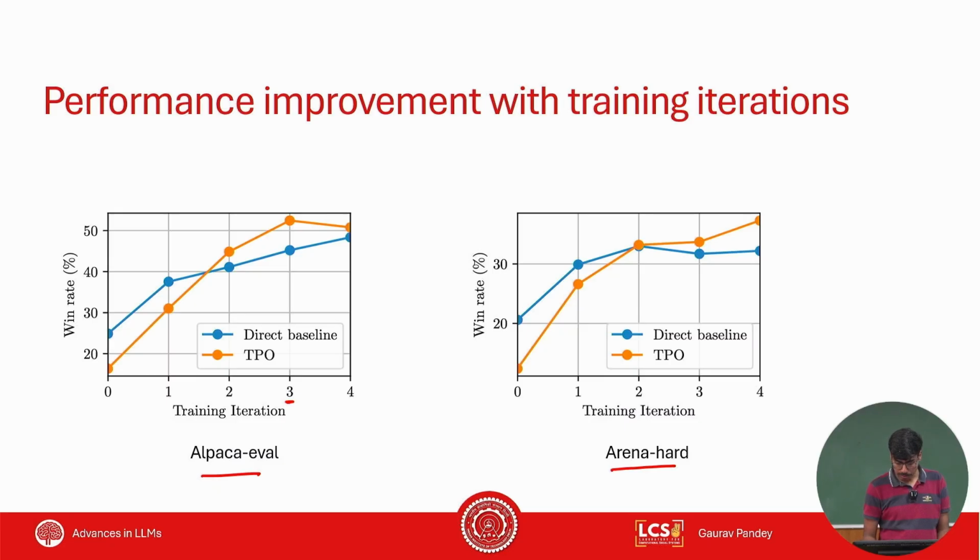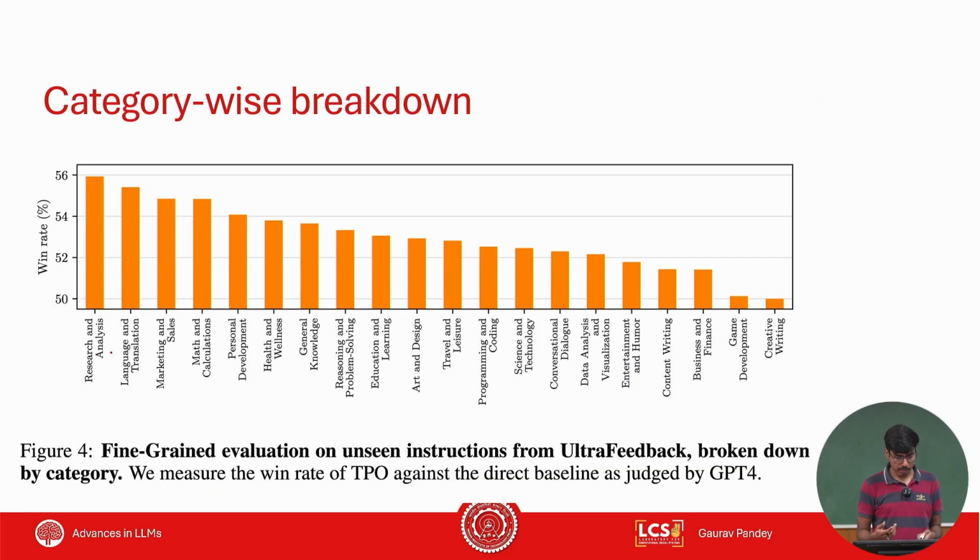So the orange curve is the TPO curve, and initially the performance is lower than the direct baseline, and that's because the model has never seen thoughts during its training, and as a result, its responses are initially bad. But then it overtakes the SFT baseline. But after a while, it saturates. The performance does not keep improving. So why does this performance not keep improving?